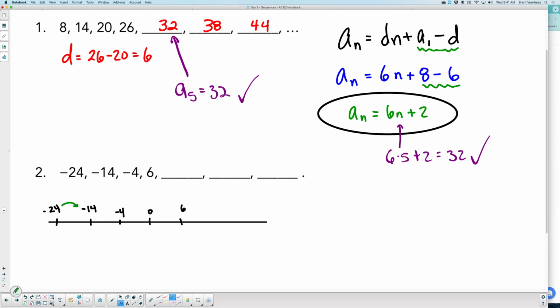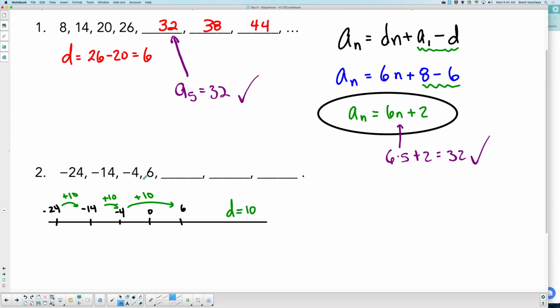How much am I changing by each time? Whoops, I need to go from 4 to 6. How much am I changing by every time? Think about these two. 10, good, you're adding 10 each time. So that's called your common difference. Your common difference is 10.